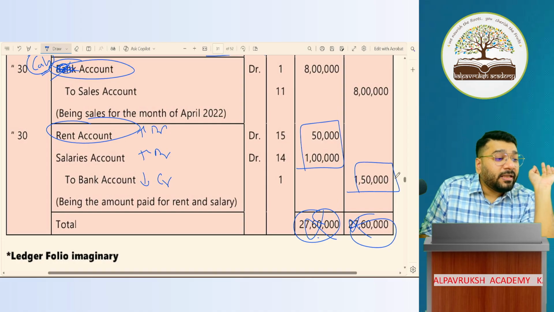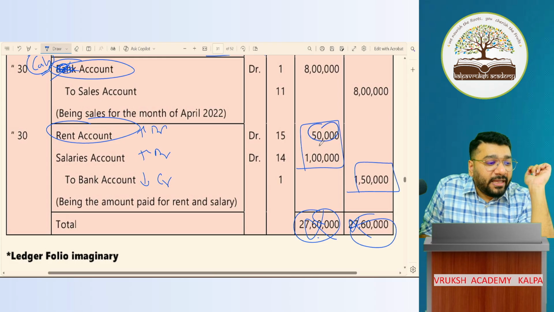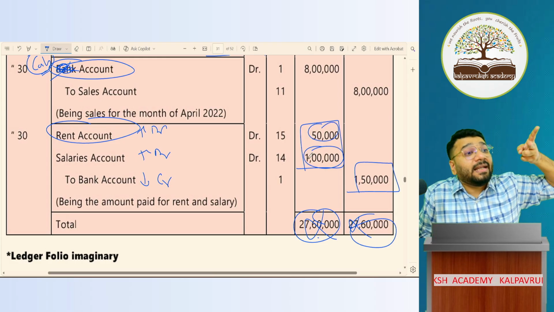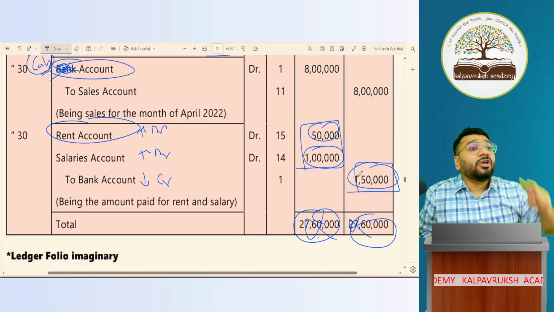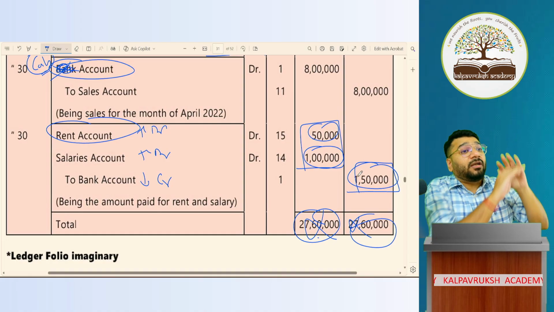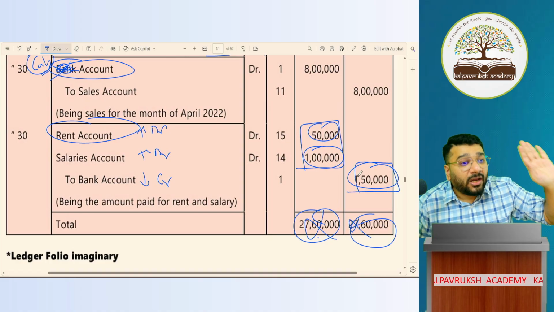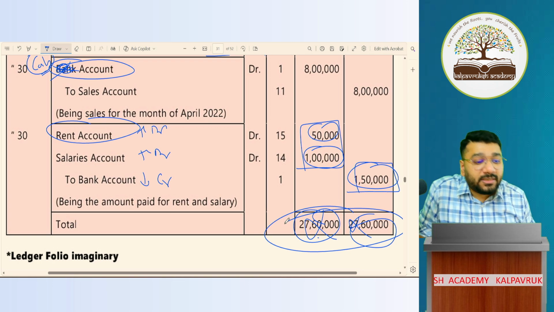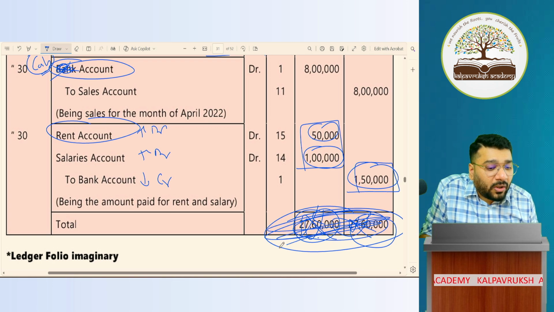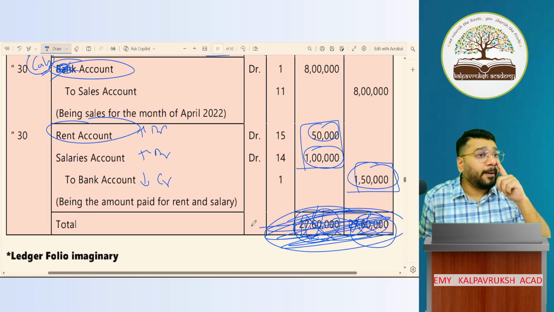For example, when you did the compound entry, rent 50 and salary 1 lakh, put together in debit how much? 150. How much is bank credited? 150. So transaction wise, you check that total debit and total credit are equal or not. In the exam, the overall total is not required to be presented. This is given only for your knowledge. Got it, not got it?